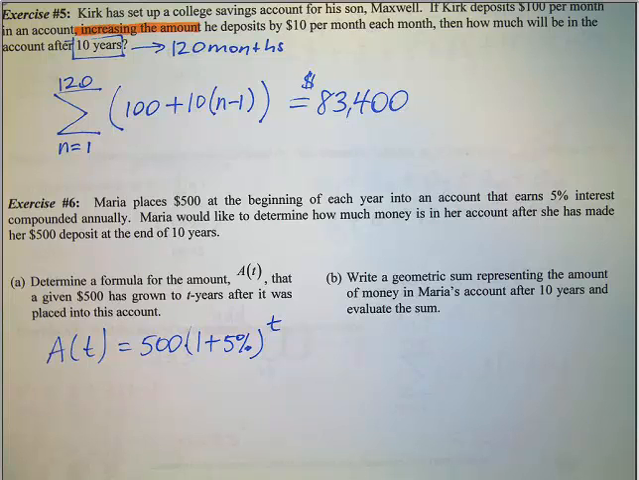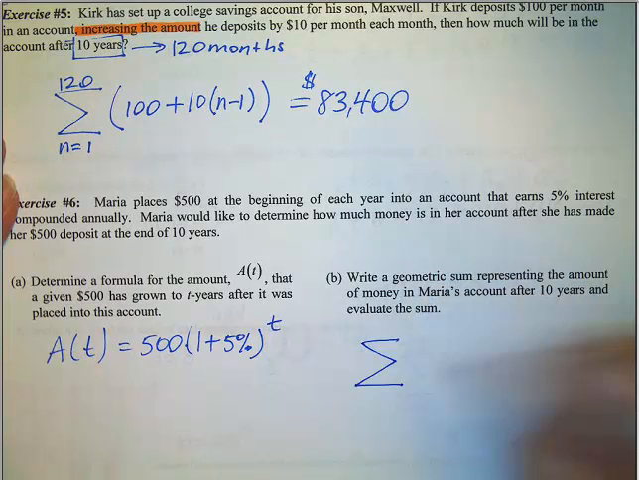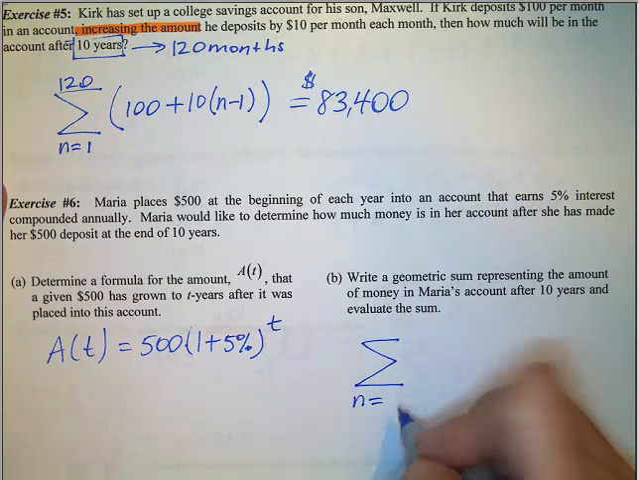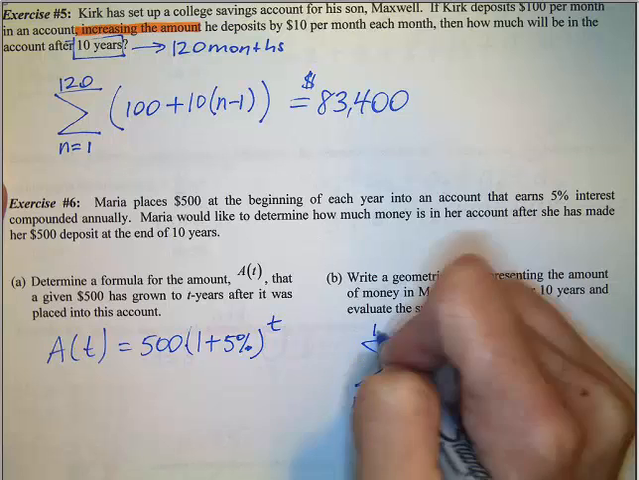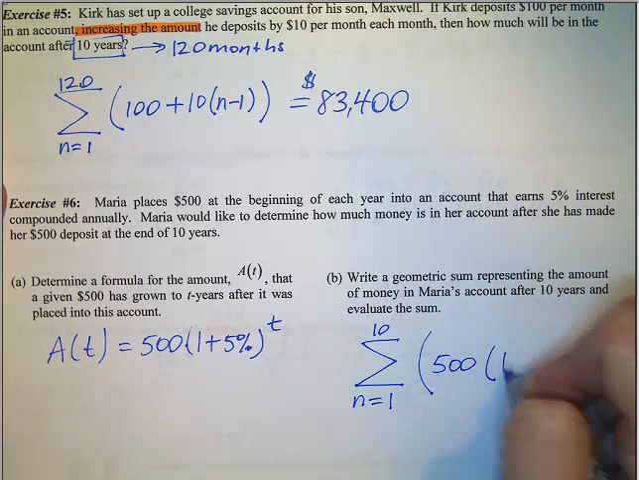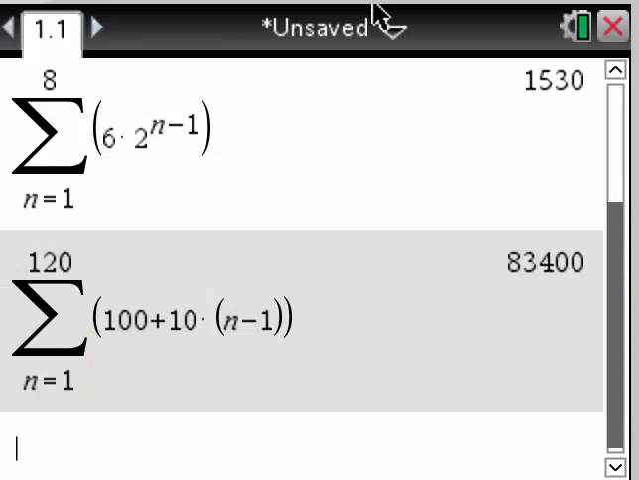So we have sum, n equals 1 to 10 of 500 times 1 plus 5% raised to the t. Doesn't even ask us to find it, does it? Oh, and evaluate the sum. Yes, it does. All right, so get your summation.